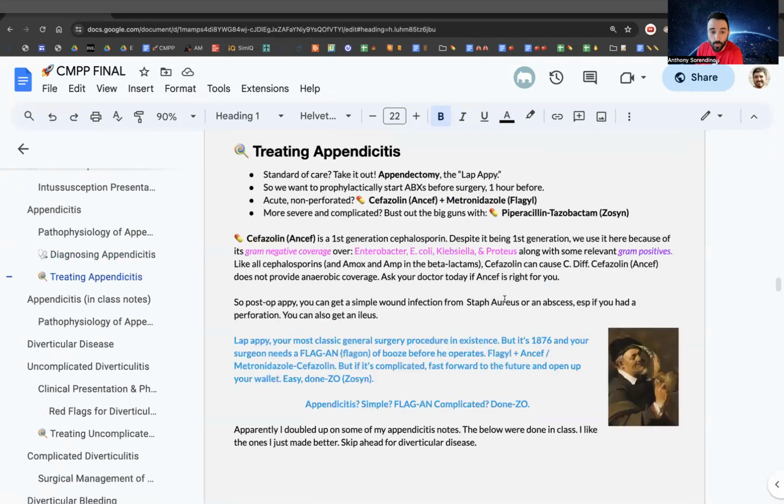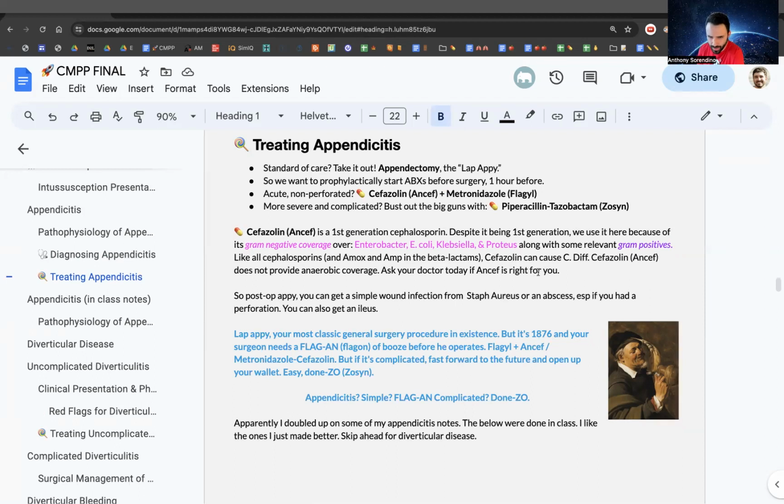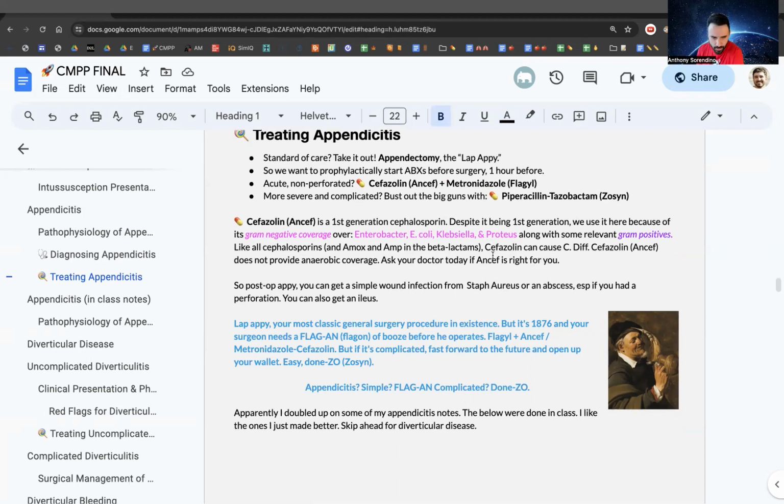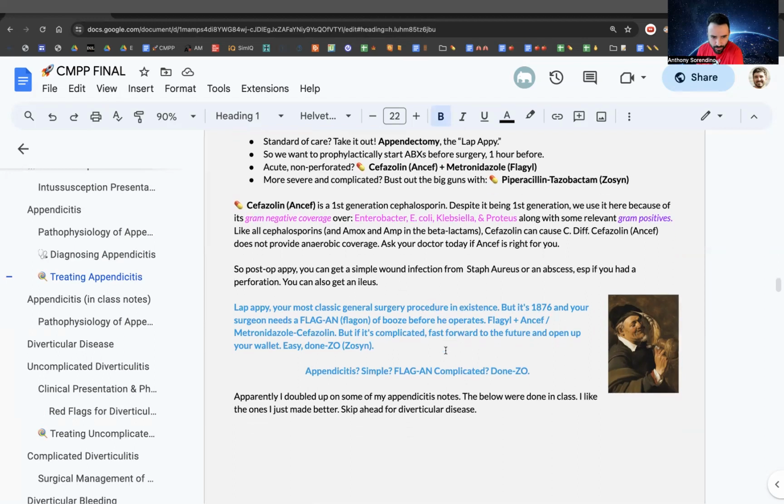All right, so if it's more complicated, if maybe it is perforated, you're gonna bust out the big guns and you're gonna use your piperacillin-tazobactam. Okay, this is Zosyn. Remember, Unasyn and Zosyn are those really expensive ones, but they cover everything: gram negative, gram positive, aerobes, anaerobes. These things are great. Okay, I have some other detail there about the first gen.